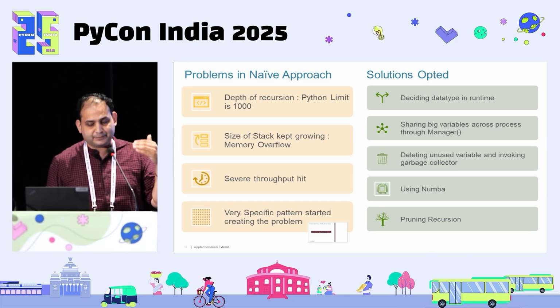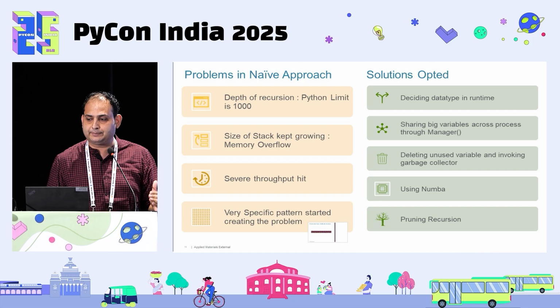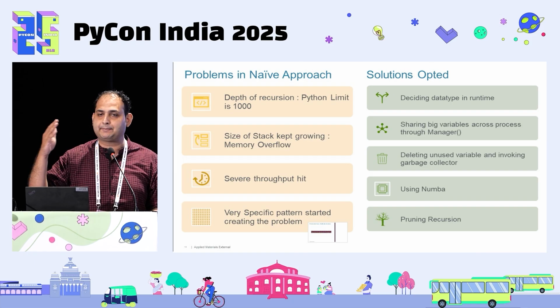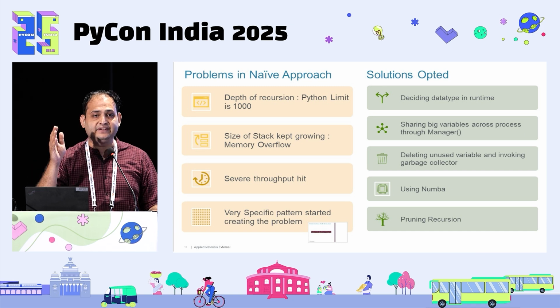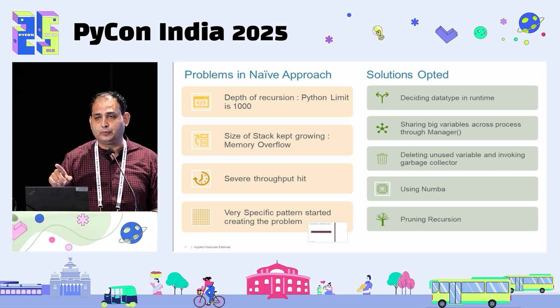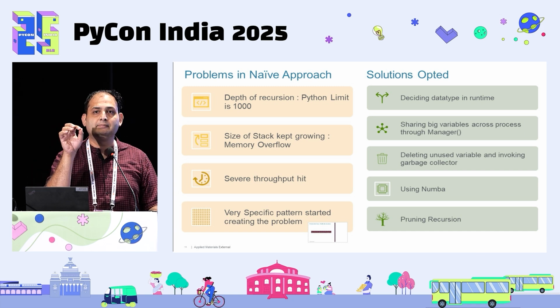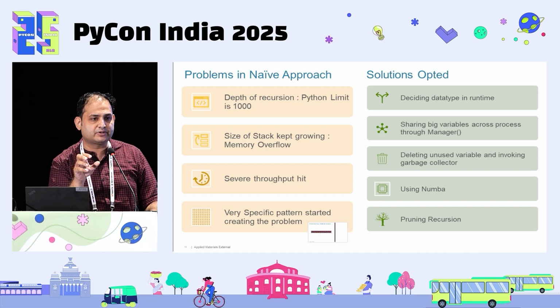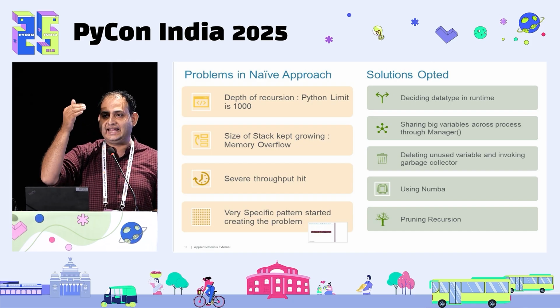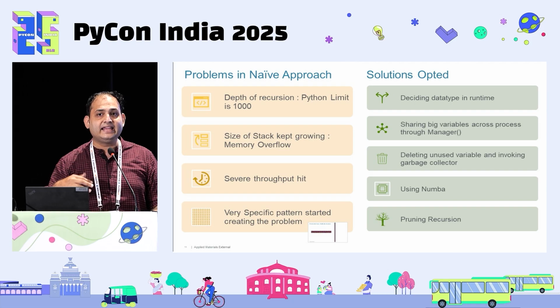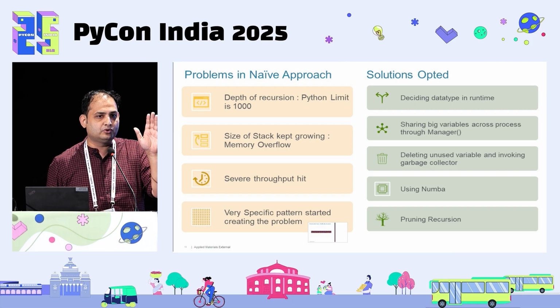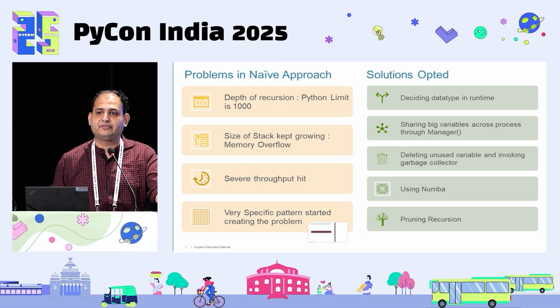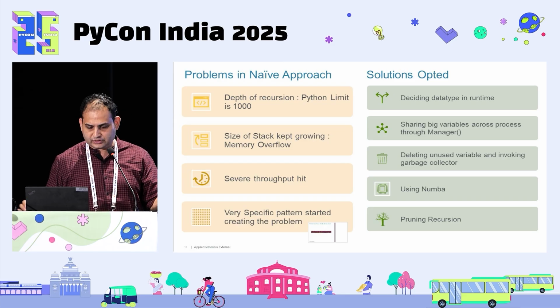The size of the stack kept growing because I am going down the depth of recursion. My stack size kept growing. I am not even deleting the variables. I had a severe throughput hit. This severe throughput hit is not just because I am underutilizing the multiprocessing, but also because in every recursion step, I assign a new image of that size again and again, and allocating memory itself is a big throughput hit. And also, a very specific pattern started creating a problem.